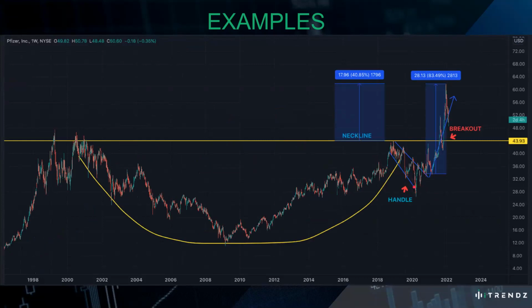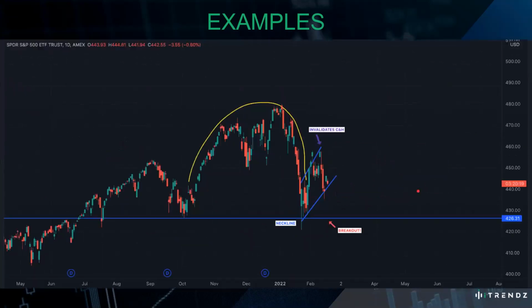It's a different trade now. That looks a little bit like maybe even a head and shoulders, a little bit of a wonky M here, but my point being is that it invalidates your cup and handle. Therefore, that is also your stop loss.